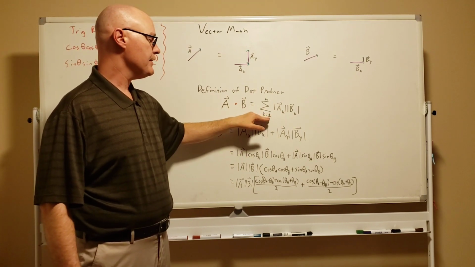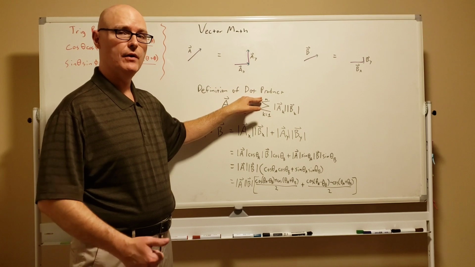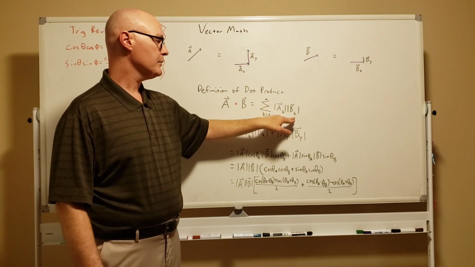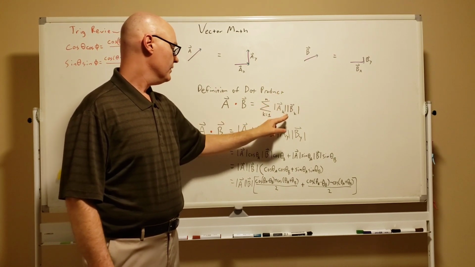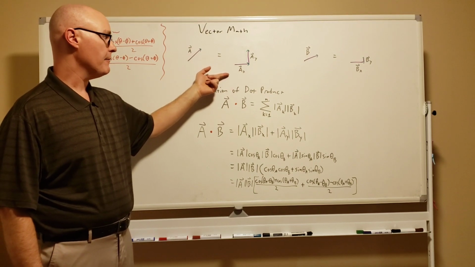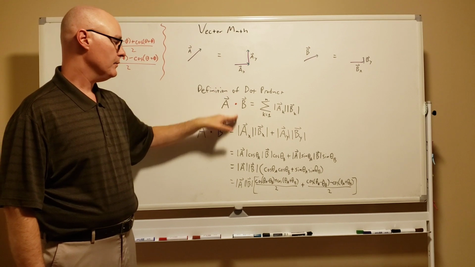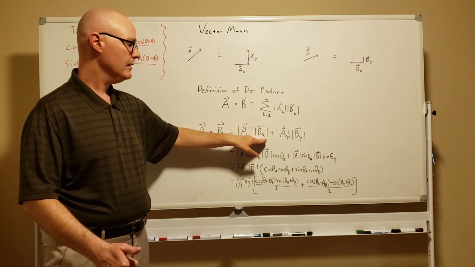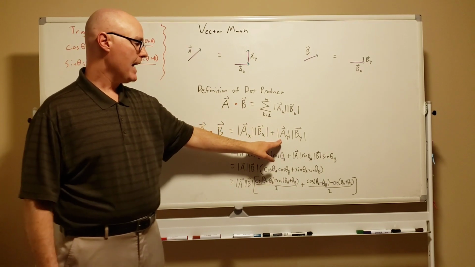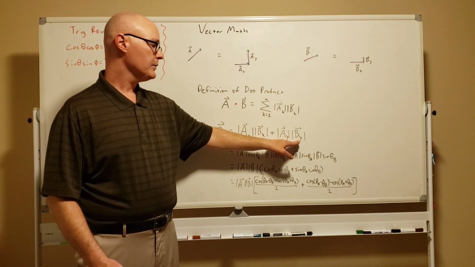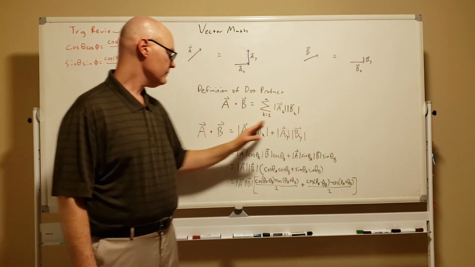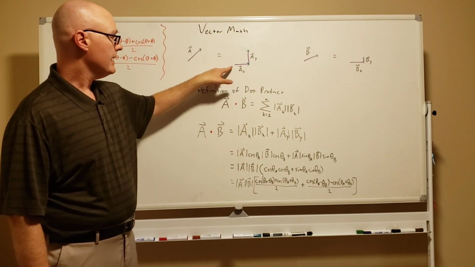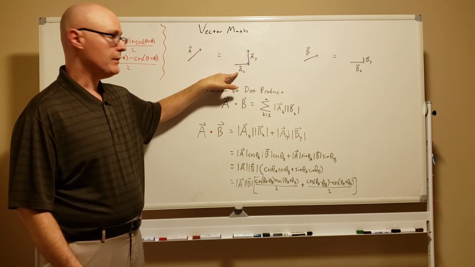This is equal to the summation from k equals 1 to n, where n is the number of orthogonal directions, of the magnitude of the k component of A multiplied by the magnitude of the k component of B. So if I look in my two-dimensional space, where I have an x and a y, A dot B, by definition, will equal the magnitude of A in the x direction multiplied by the magnitude of B in the x direction, plus the magnitude of A in the y direction multiplied by the magnitude of B in the y direction.